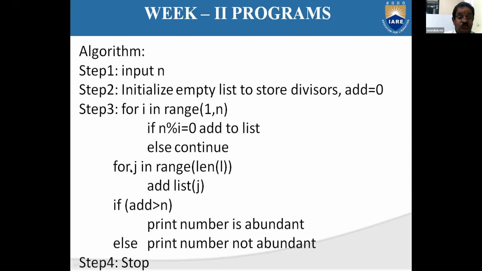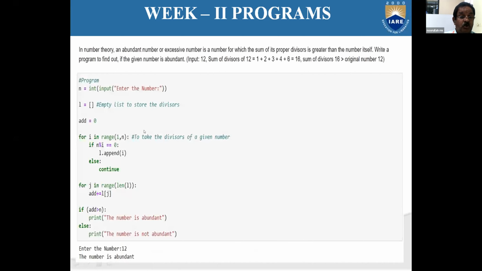Then for j in range, you will be finding out the length of that particular list of divisors which you want to add. The empty list is used to store the divisors, and then you will be finding out the sum of the divisors. After finding the sum, if the sum of the divisors is greater than n, then the number is abundant. Else, you will be printing that the number is not abundant. So these are the 4 programs.